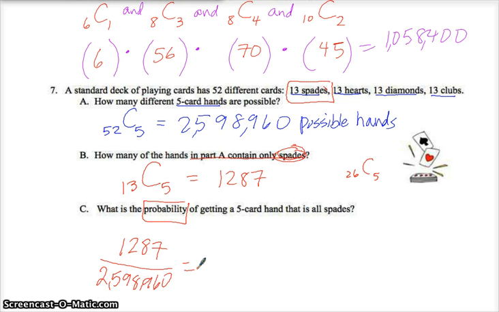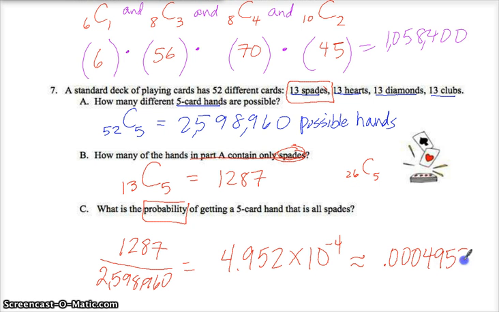Sorry, I'm a little slow. And I get 4.952 times 10 to the negative 4th power. Or what is the chance of that happening? It's about 0.0004952. Right, 1, 2, 3, 4, yep. So it's a very slim possibility.